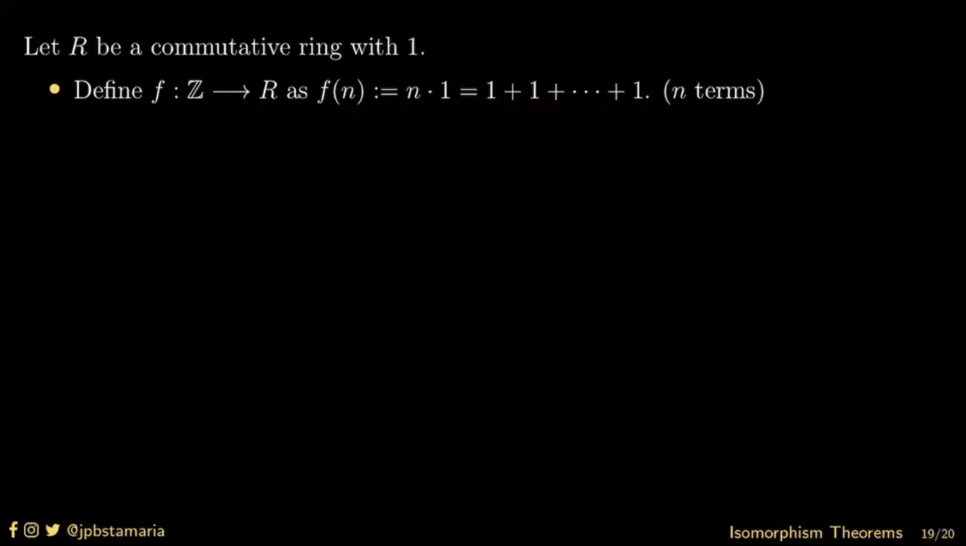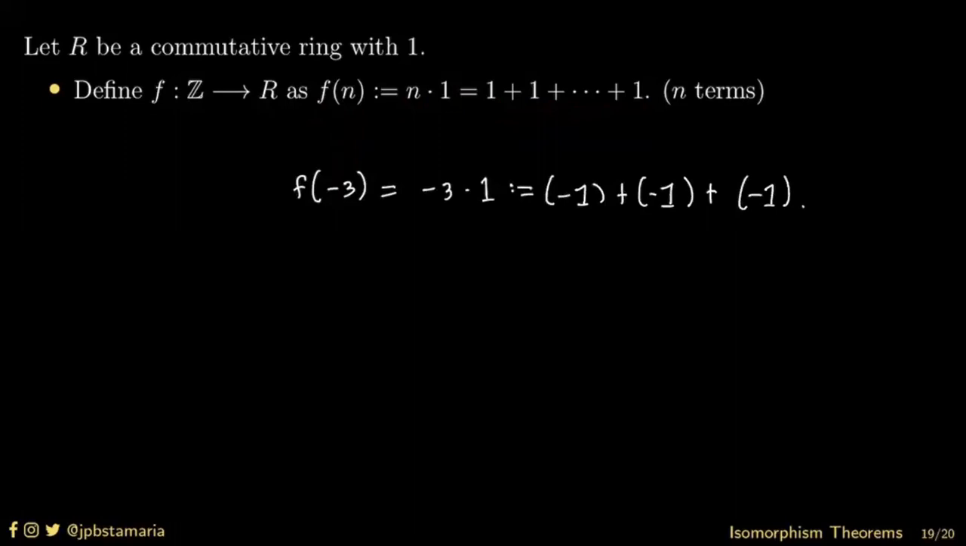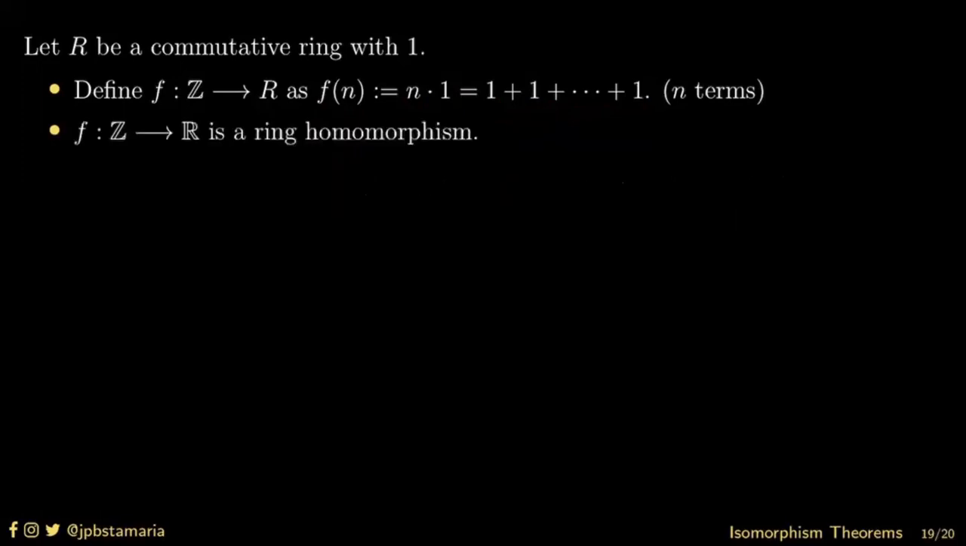Paano, sir, kapag negative yung n? Halimbawa, f of negative 3. Ano yung sabihin natin ng negative 3 times 1? May definition tayo na ito dati, if you can remember. This is the additive inverse of 1 added to itself 3 times. Yun yung sabihin natin ng f of negative 3. Did you understand? Okay.